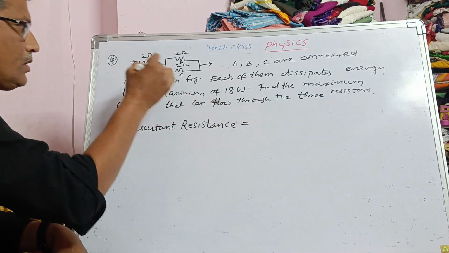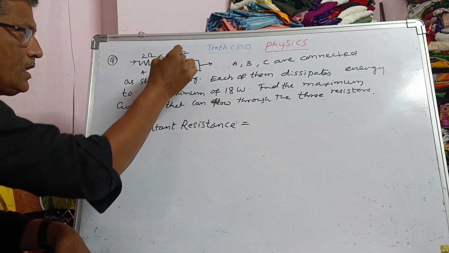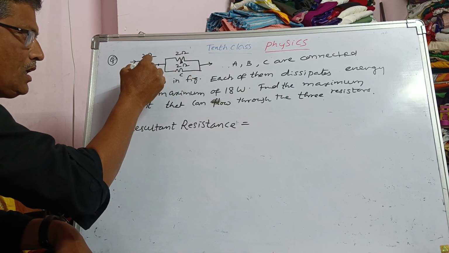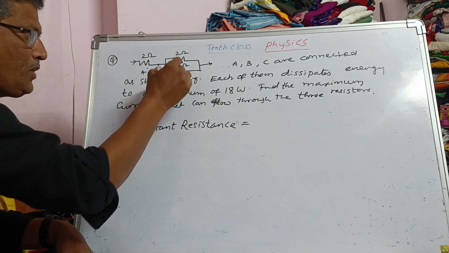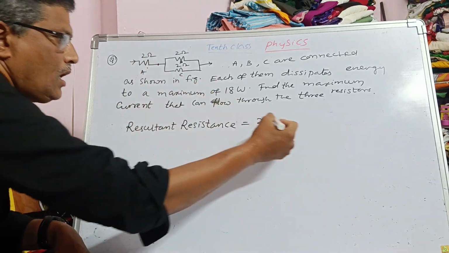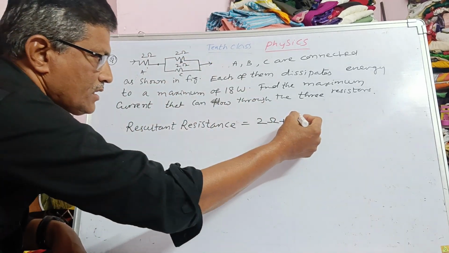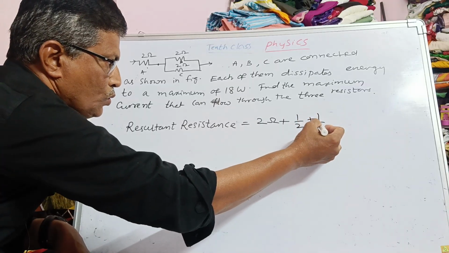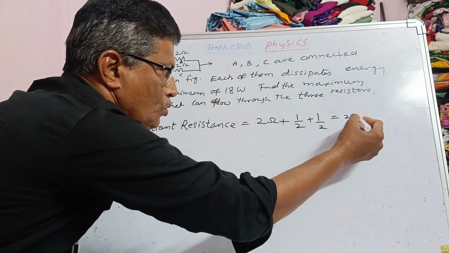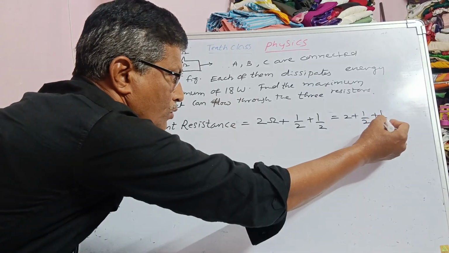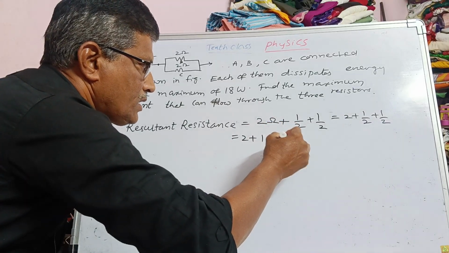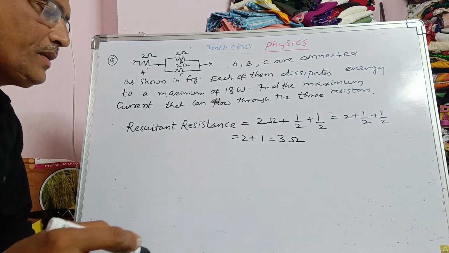This is connected with this in series. A is connected in series with B and C, and B and C are connected in parallel. So for A we write 2 ohms plus the effective resistance of B and C, which is 1 by 2 plus 1 by 2. On taking this, it is nothing but 2 plus 1 by 2 plus 1 by 2, which is 2 plus 1, that is equal to 3 ohms.